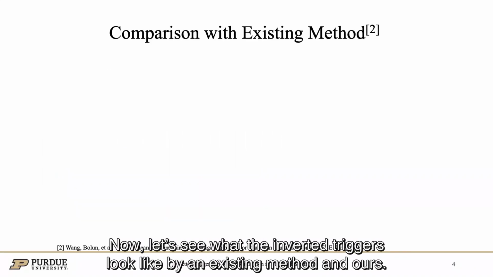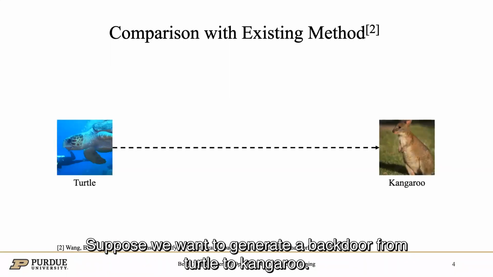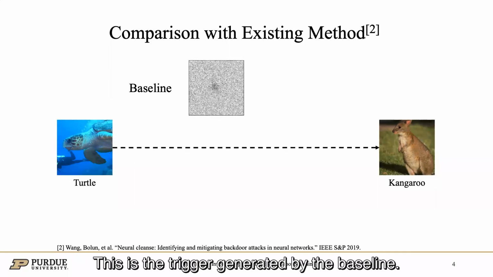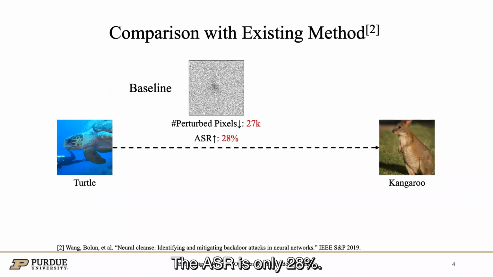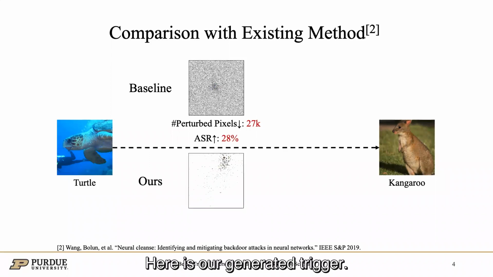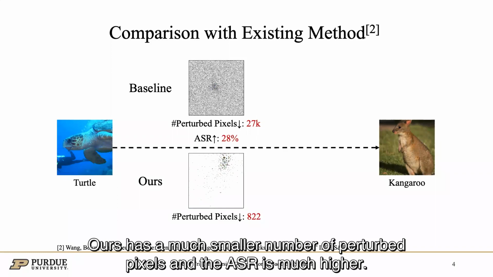Now let's see what the inverted triggers look like by an existing method and ours. Suppose we want to generate a backdoor from turtle to kangaroo. This is the trigger generated by the baseline. You can see a lot of pixels are perturbed, and the ASR is only 28%. Here is our generated trigger. Ours has a much smaller number of perturbed pixels, and the ASR is much higher.